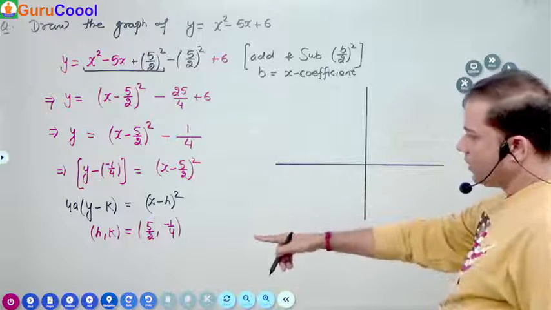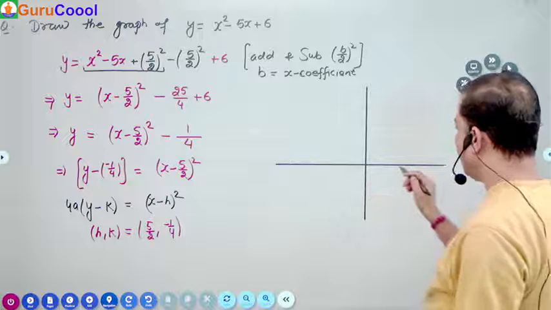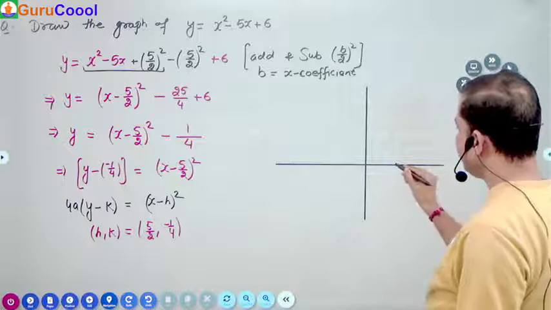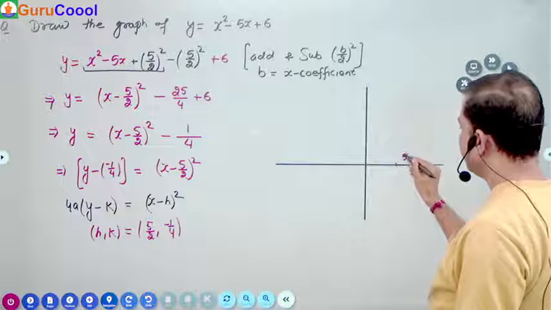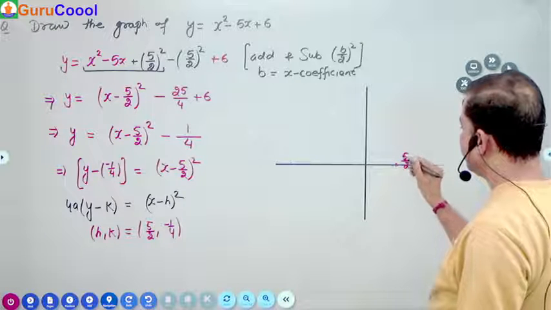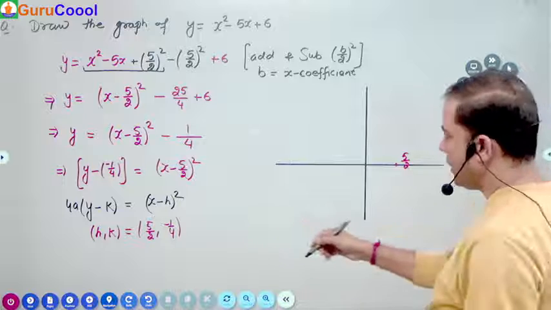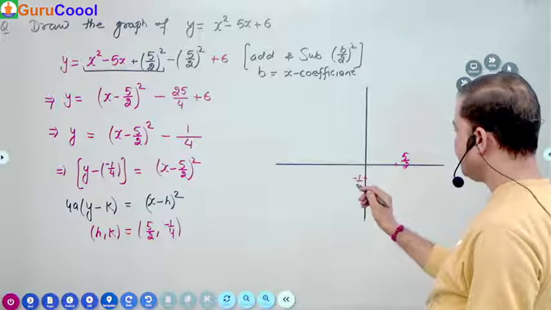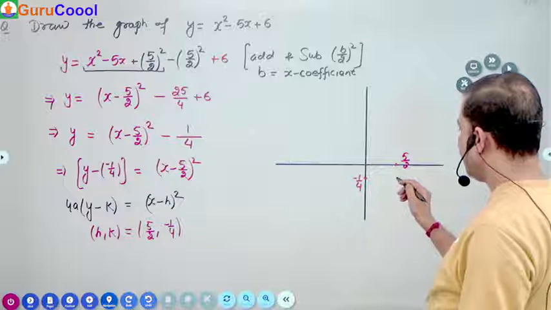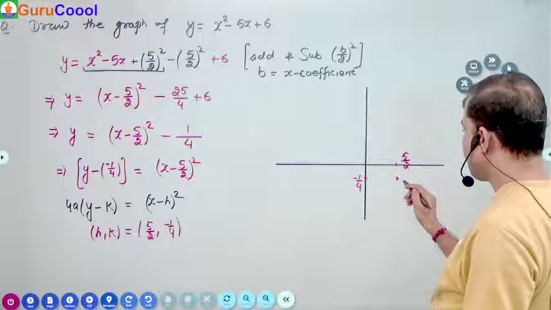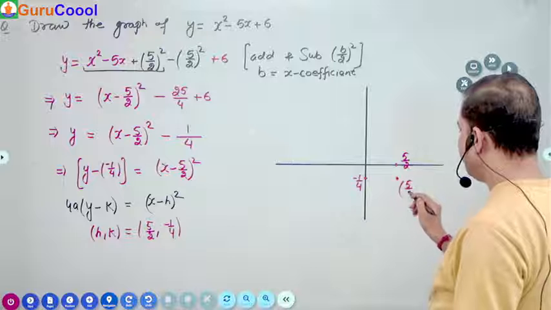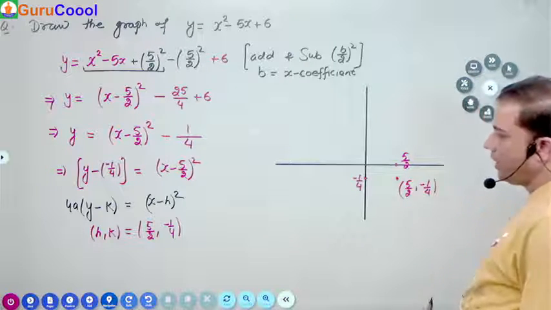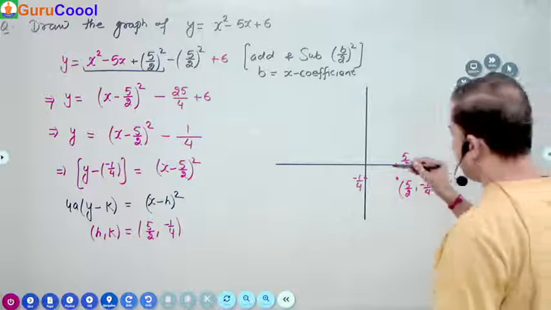X coordinate of the vertex is 5 by 2, that is 2.5. Suppose here. And y coordinate is minus 1 by 4. Suppose here. So the vertex is here. Vertex 5 by 2, comma minus 1 by 4. And the parabola will be looking like this.